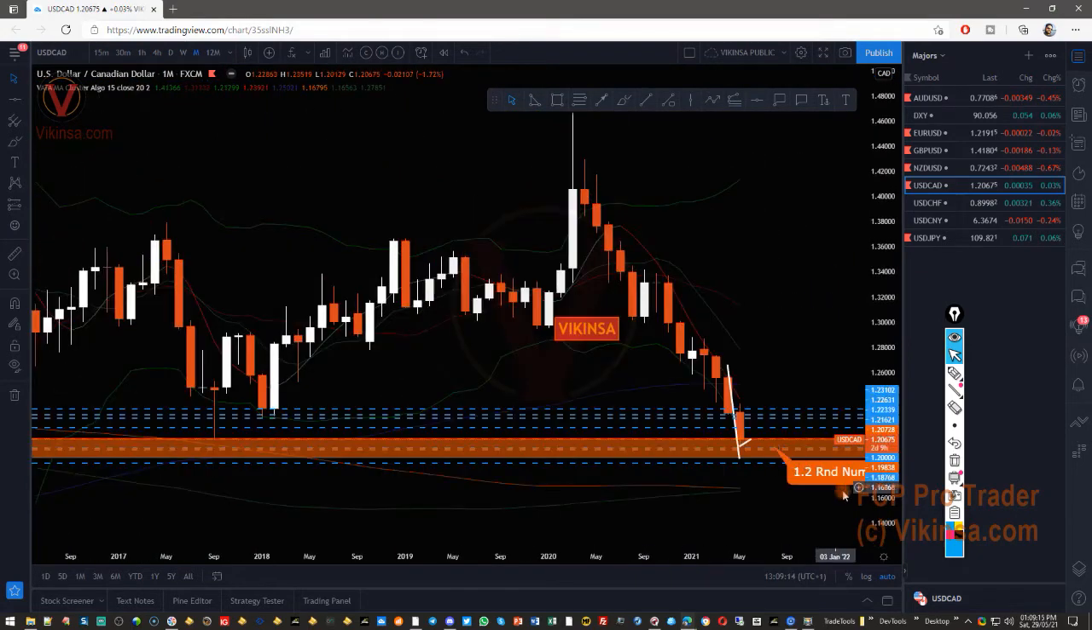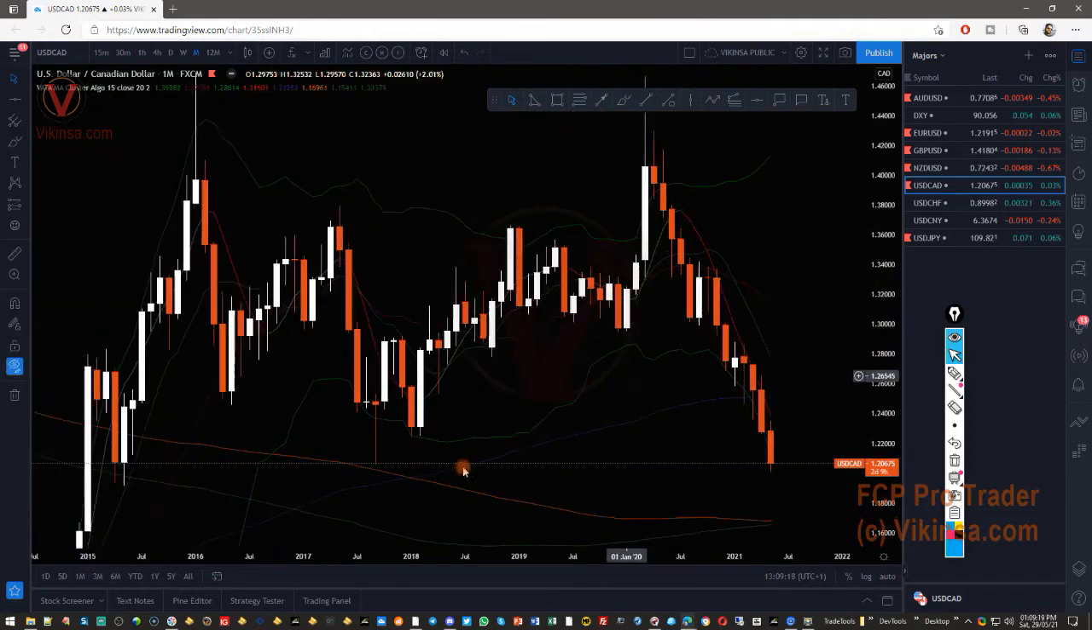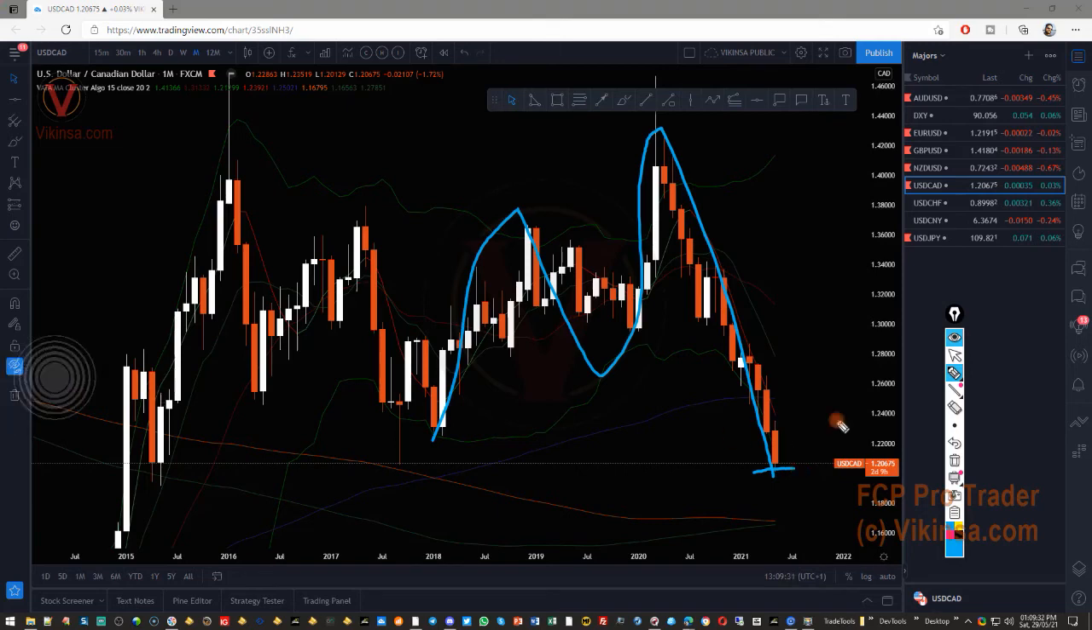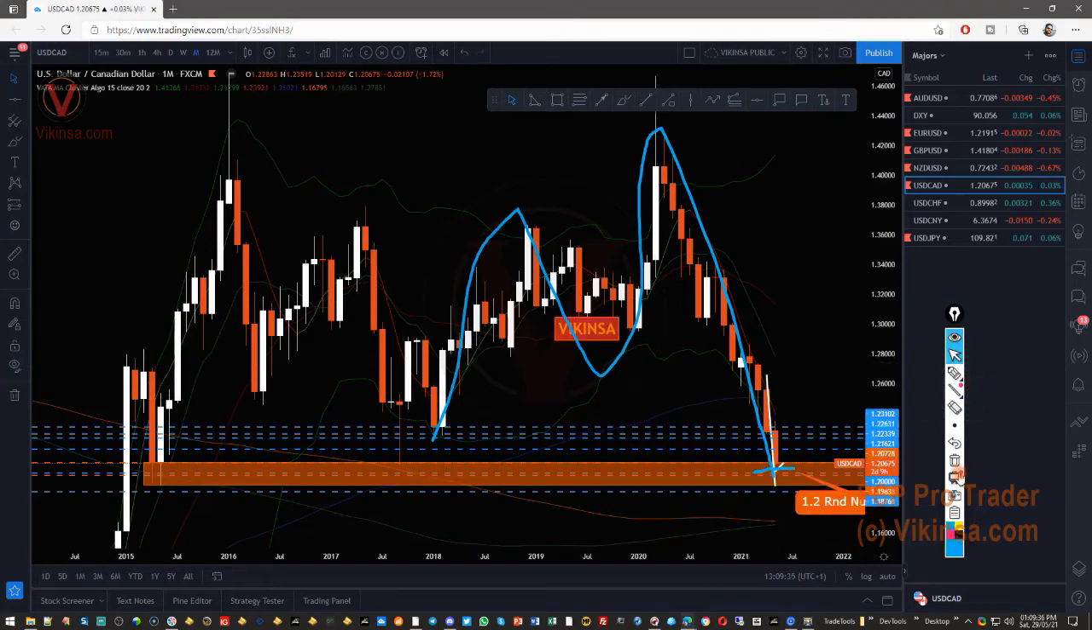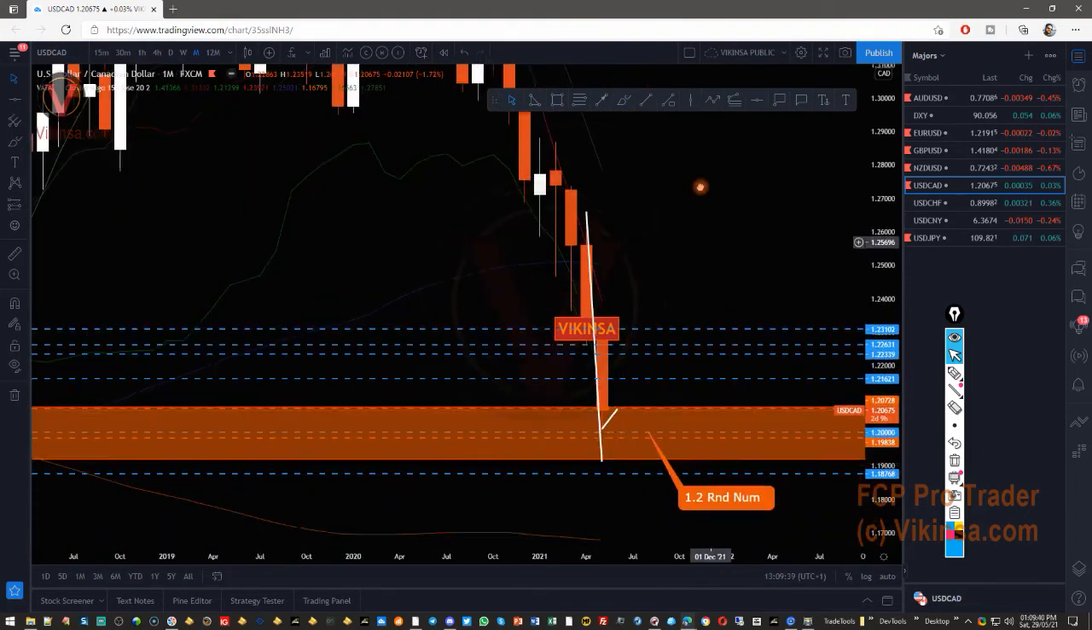Okay, so if I go to the monthly time frame, the market has created an M pattern here. If you're not able to visualize it, this is how it is looking. Now it has reached a level, but the problem here is that it probably wants to go to another level, which is going to be a round number, a psychological number, and that is 1.20.